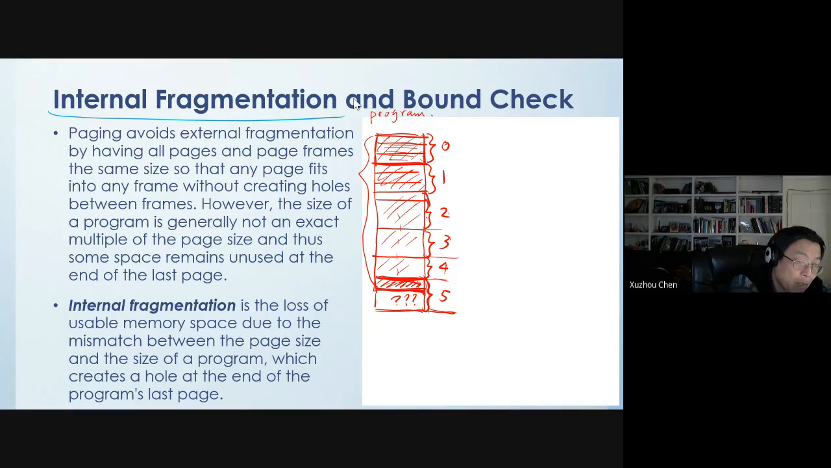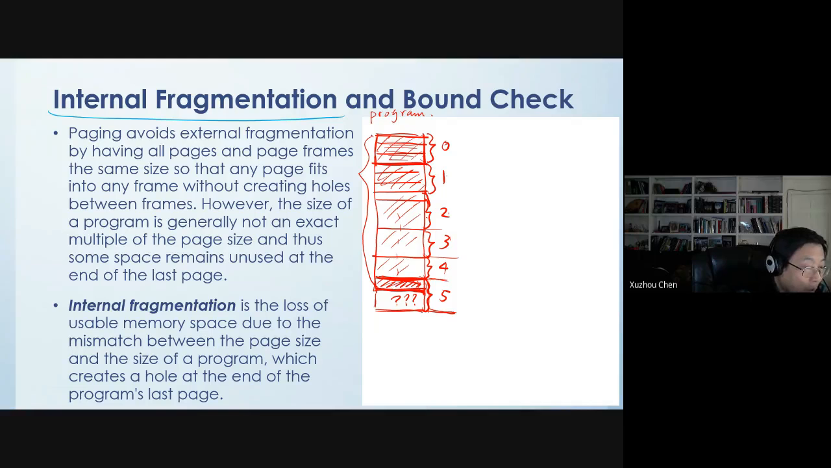Okay. Now remember, when we use the page size, it's always a power of 2 because of the binary nature. The computer system always uses binary numbers. So the page size is always like 4, 8, 16, 32, 64, 128. It looks like we always increase the page size in powers of 2.